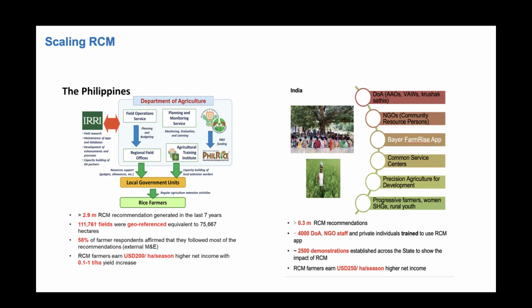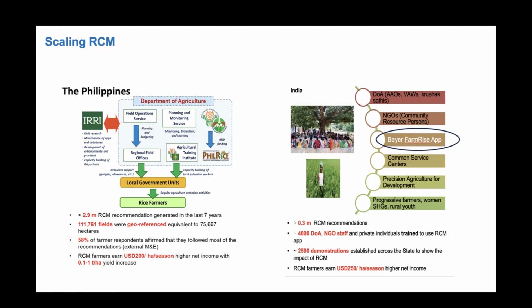RCM recommendations. This scaling started much later than in the Philippines, and we are working with different partners to scale RCM. One of the key partners here was Bayer Crop Science, who have their own app called FarmRise app, and they were providing better crop management recommendations to the farmers. Now, the idea came up: if we can use the work that we are doing in RCM of providing site-specific nutrient management recommendations through the Bayer FarmRise app, it will help to bring more customized recommendations for the farmers.